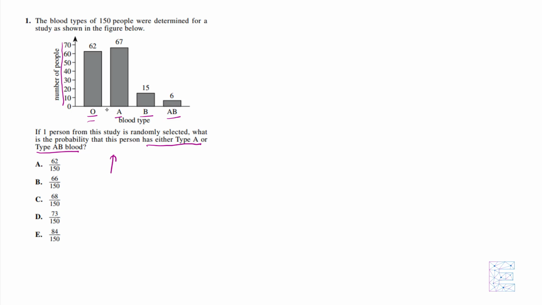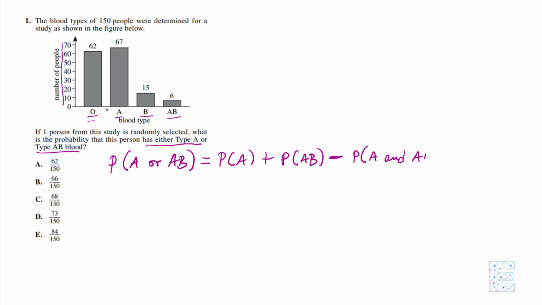So this is an OR probability. So remember what we said. We want A or AB. And we found that these OR probabilities have a formula. And we saw the formula is A plus the other event, which is AB. And then you always want to subtract the overlap, which is having both A and AB. So let's actually put this into practice.